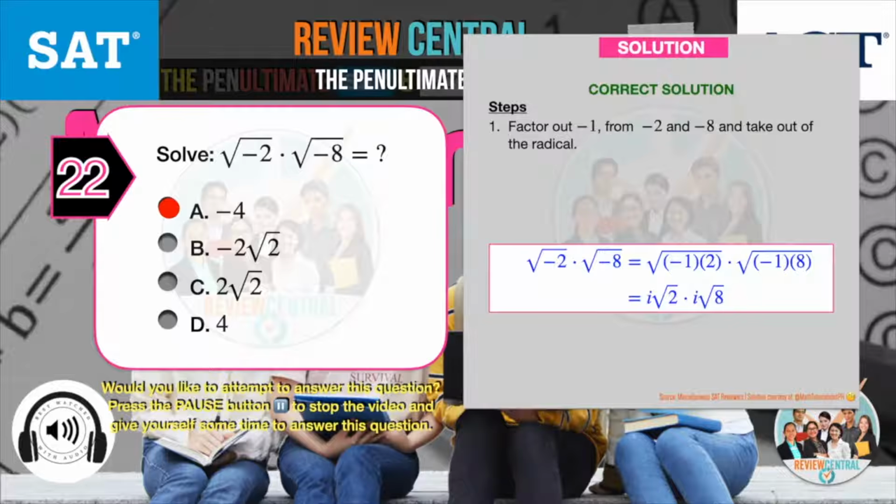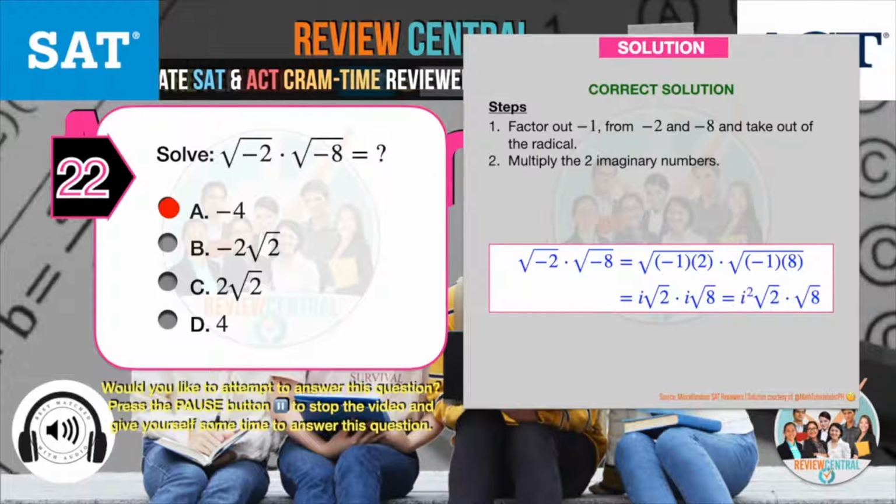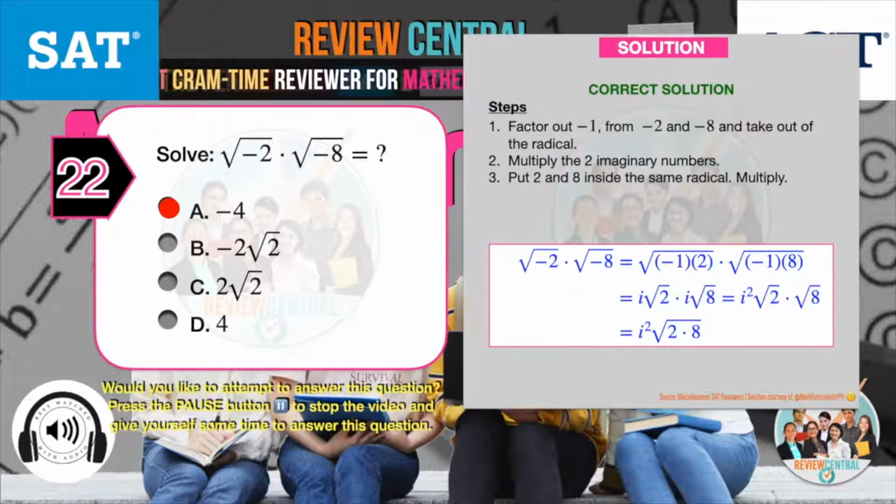Here's the correct solution. Step 1. Factor out minus 1 from minus 2 and minus 8. By definition, square root of minus 1 is an imaginary number with notation i. Step 2. Multiply the two i's together. They become i squared. Step 3. Now we can put 2 and 8 together inside the same radical.